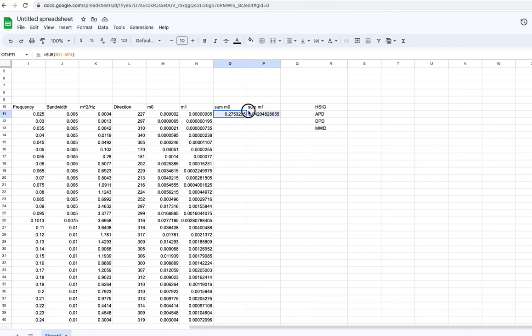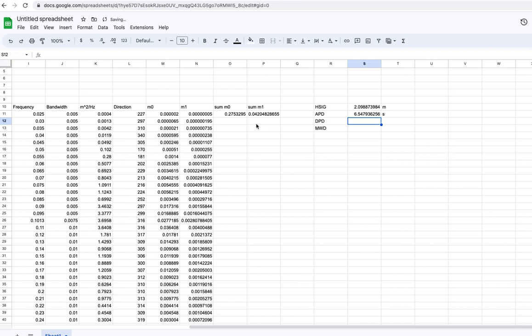Anyway, now that we've got those two moments, we can use them. Through probability, it's been discovered that Hsig is equal to 4 times the square root of M0. Remember, our units are meters. Our average period, believe it or not, is M0 divided by M1. That's a hertz divided by a hertz, so that's going to be seconds.